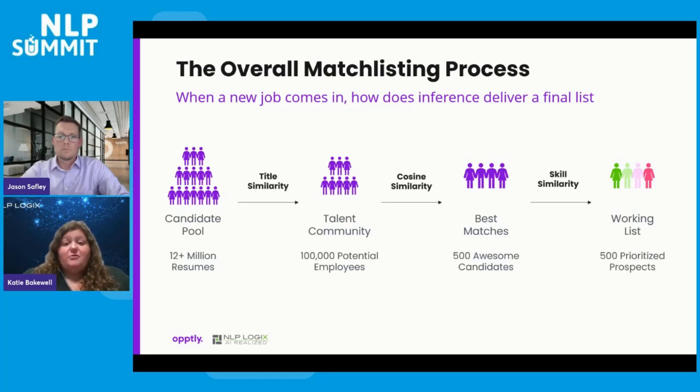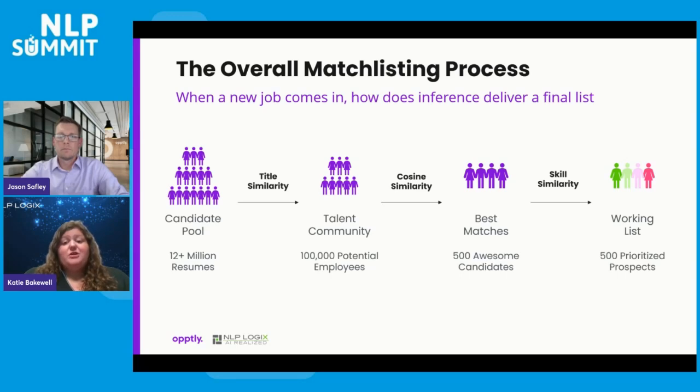I don't need to look at software developer resumes. So we go through a first pass where we filter down based on title similarity. We have a title taxonomy, and we filter down to what we call a talent community. A talent community is about 100,000 potential employees that are the ideal title makeup. And then we use cosine similarity for the job description versus those 100,000 candidates to identify the best 500 within that talent community.